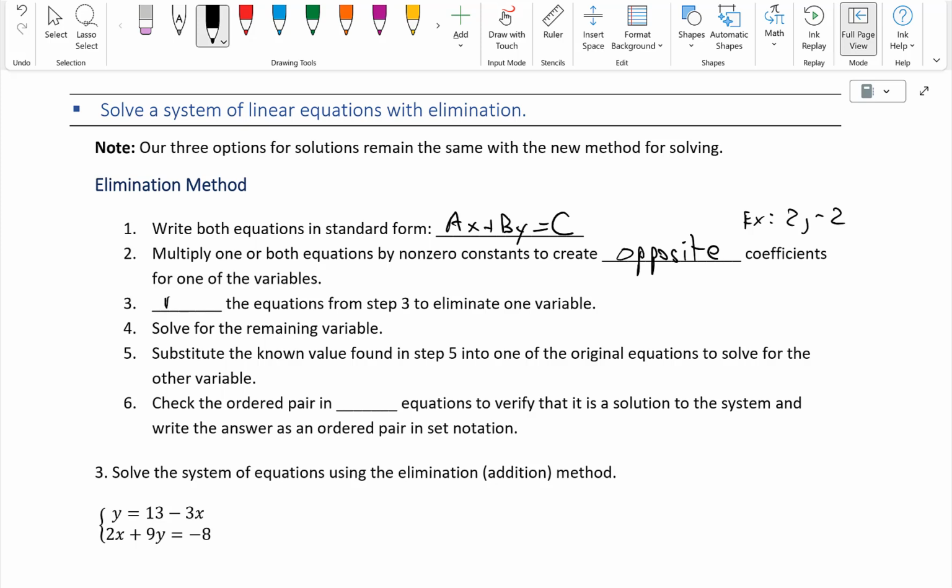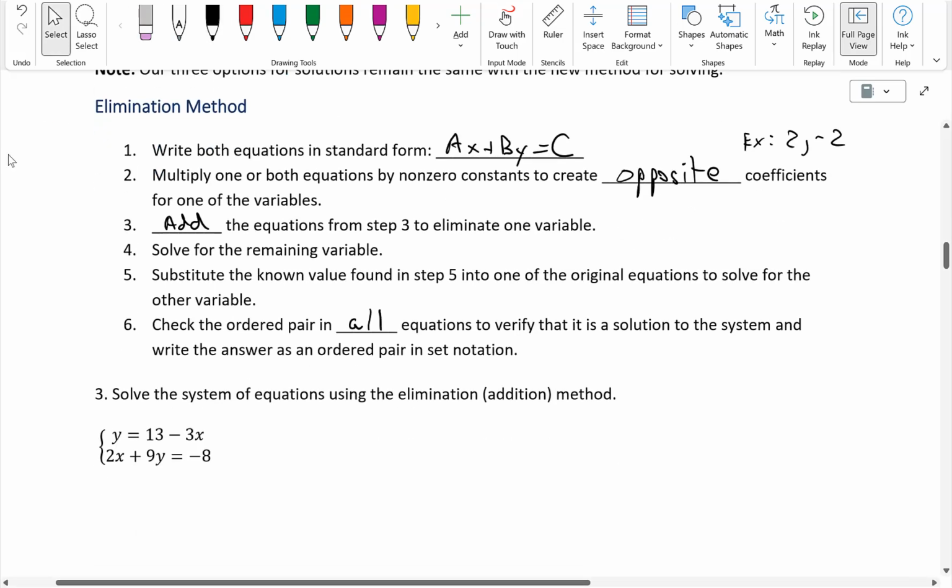So that's step 3. It is to add the equations from step 2 to eliminate one variable. Step 4 would be to solve for the remaining variable then. And then in step 5, we substitute that known value into one of the original equations to solve for the other variable. And then we check the ordered pair in all equations to verify that it is a solution to the system and write the answer as an ordered pair in set notation.